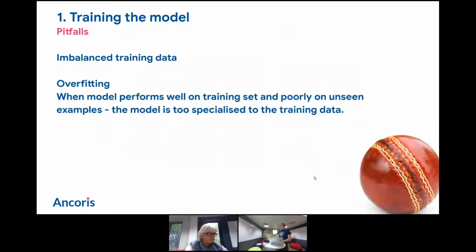Another thing you'll hear about is overfitting. Overfitting basically means when a model performs really well on a training set, but really poorly on unseen examples. And this is a real gotcha.